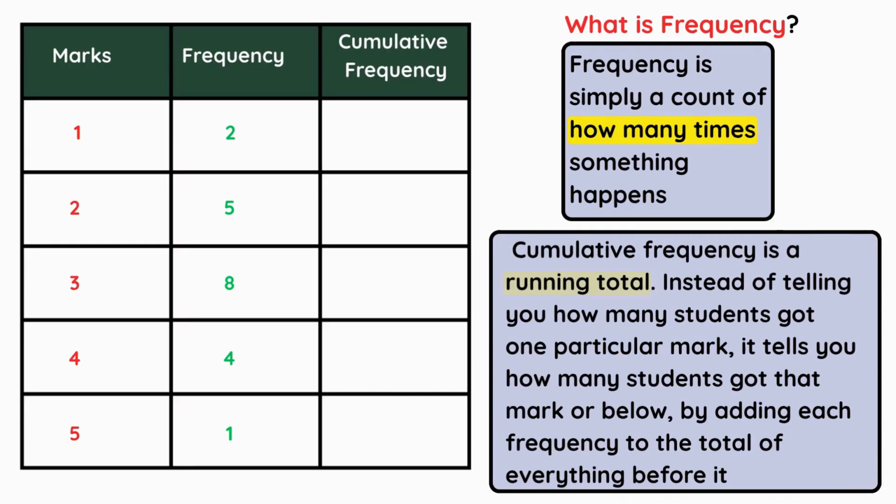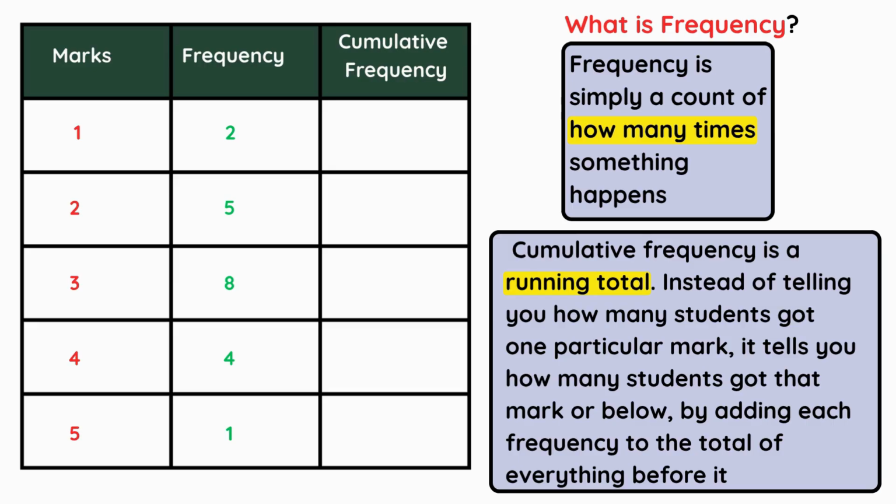Cumulative frequency is a running total. Instead of telling you how many students got one particular mark, it tells you how many students got that mark or below, by adding each frequency to the total of everything before it. Let me build that column so you can see it happening.